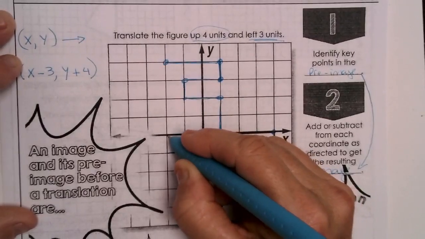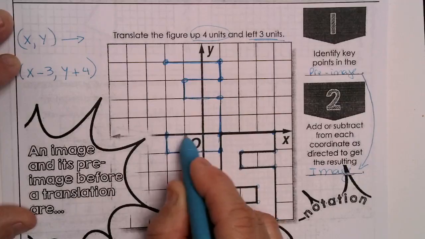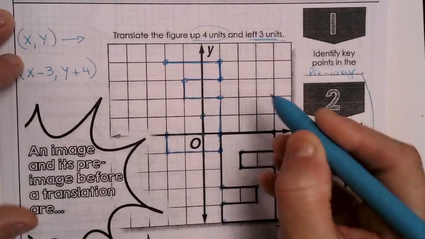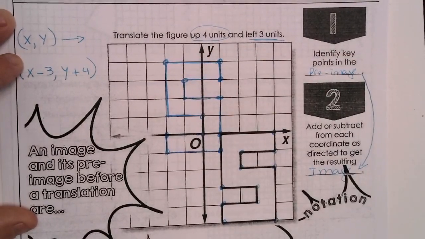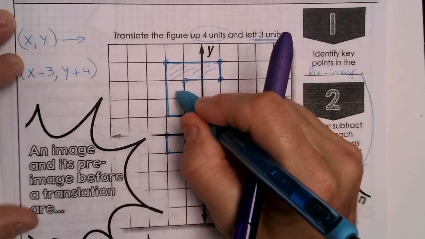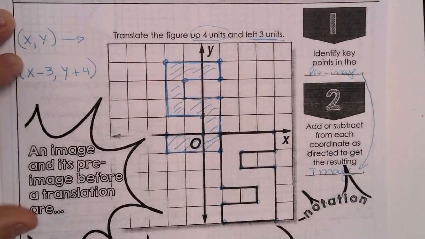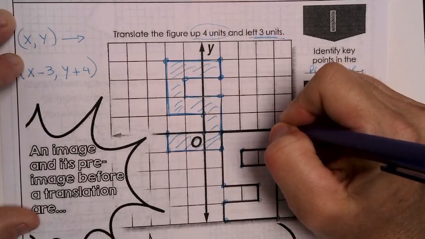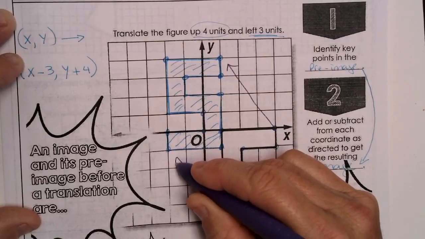Remember that your image cannot be different from your pre-image. That's one of the features of translations: the image stays the same. The figures are congruent. So you see I have my new S right here. That's my image. And you can see that from here to here.